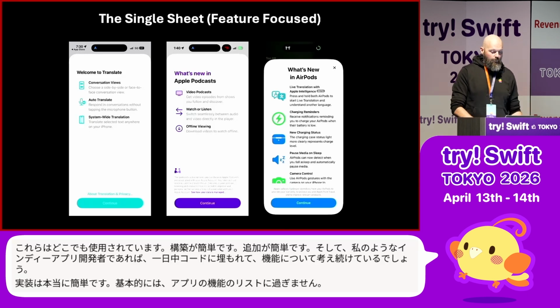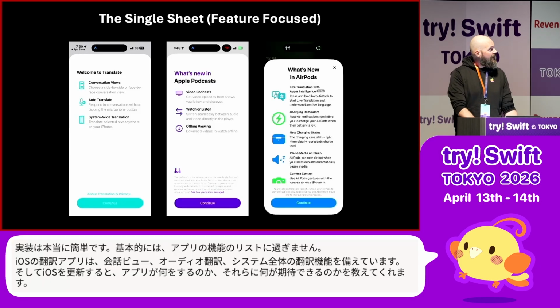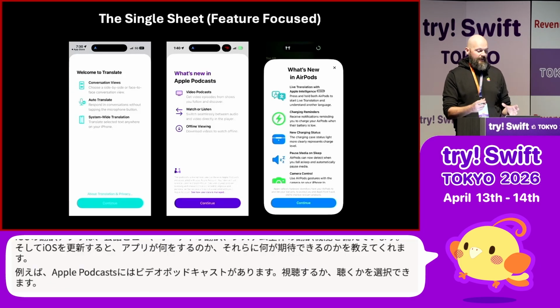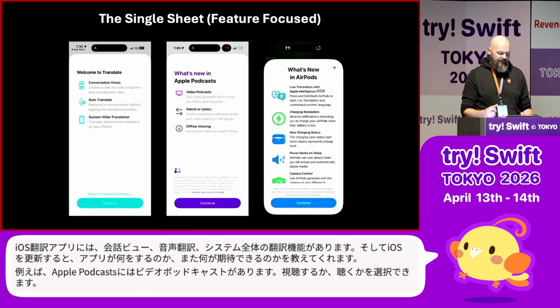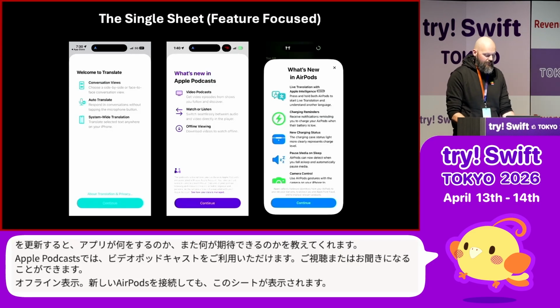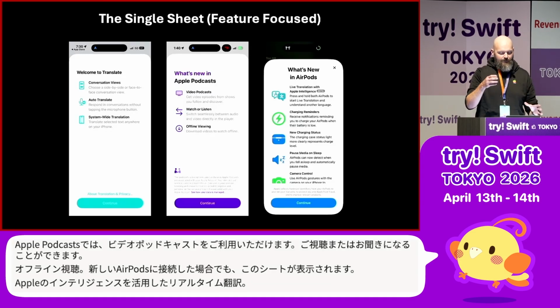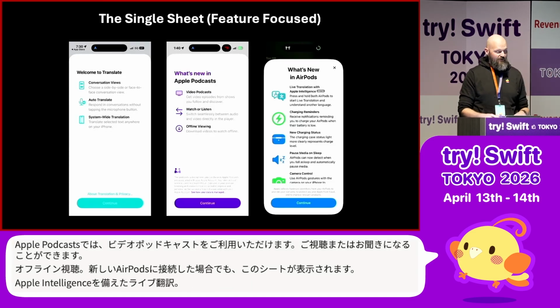For like Apple Podcasts, you've got video podcasts, watch or listen, and offline viewing. Even when I connected my new AirPods, I get this sheet, live translations with Apple Intelligence. But sadly, that doesn't work with Japanese and English, and it's kind of just in beta, so maybe next year.